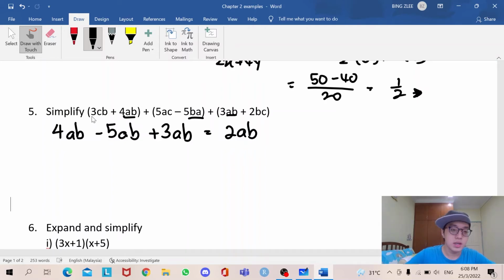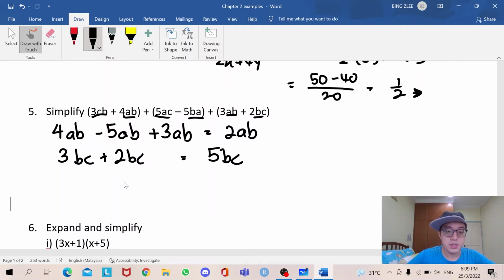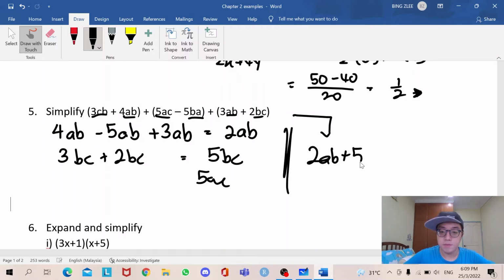The second one is C and B, which maybe the questions would like to make the B and C the order different, all right? But it's actually the same. So we have 3BC and 2BC. So it's equal to 5BC. All right. So at last here we have the 5AC here. So it's just 5AC. Therefore, this thing is equivalent to 2AB plus 5BC plus 5AC. Okay, it's just that easy.